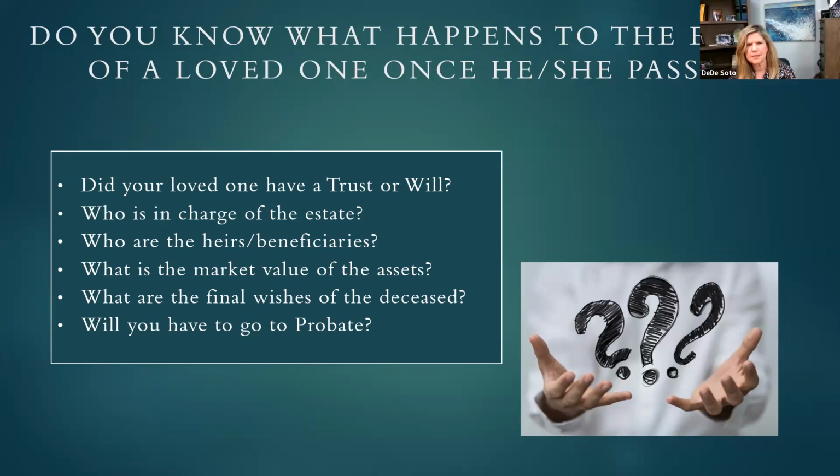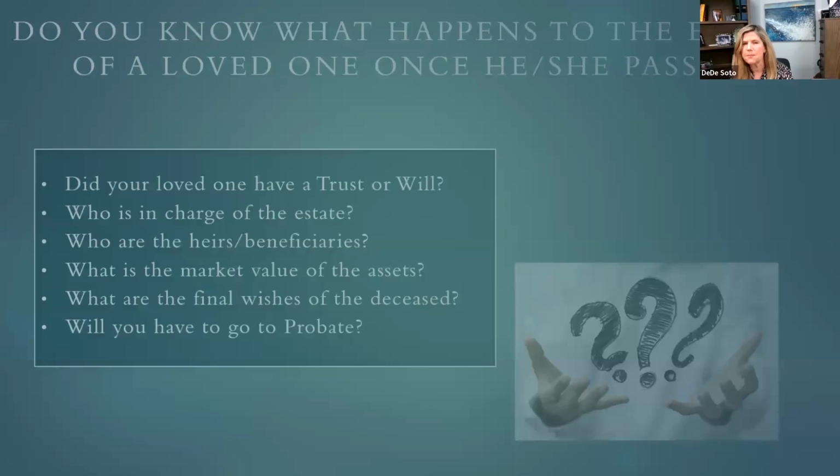Who's in charge of the estate? Who's in charge of the trust? Sometimes they're different. Who are the heirs? Are they the heirs or are they just named beneficiaries? Are they family friends? Are they extended heirs? What's the market value of their assets? Have you gotten them appraised? Will you get them appraised? Will you sell them? What are the decedent's final wishes? And do we have to go to probate? All of these questions get asked when a loved one passes away and they leave behind some assets, right?